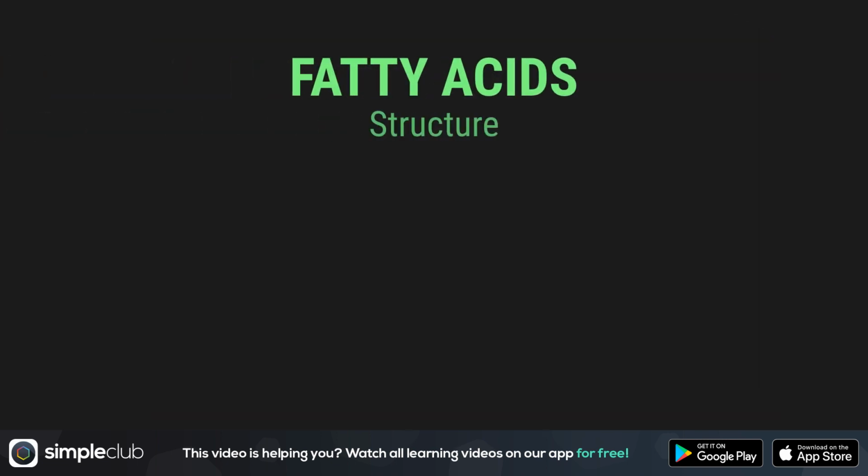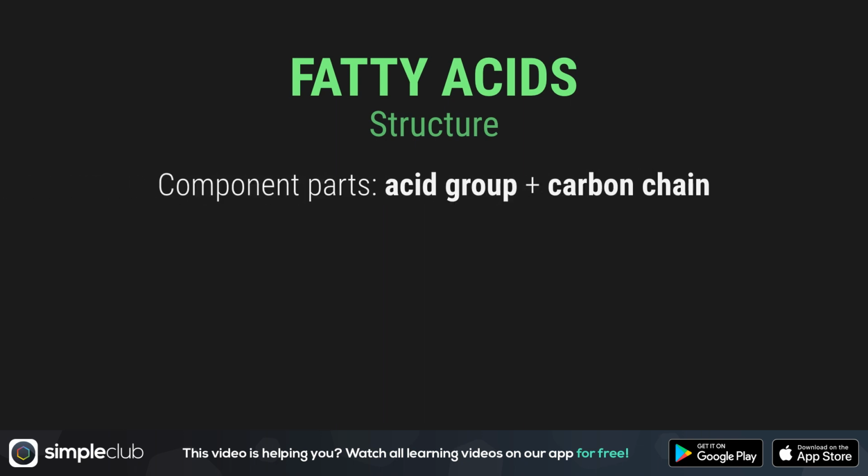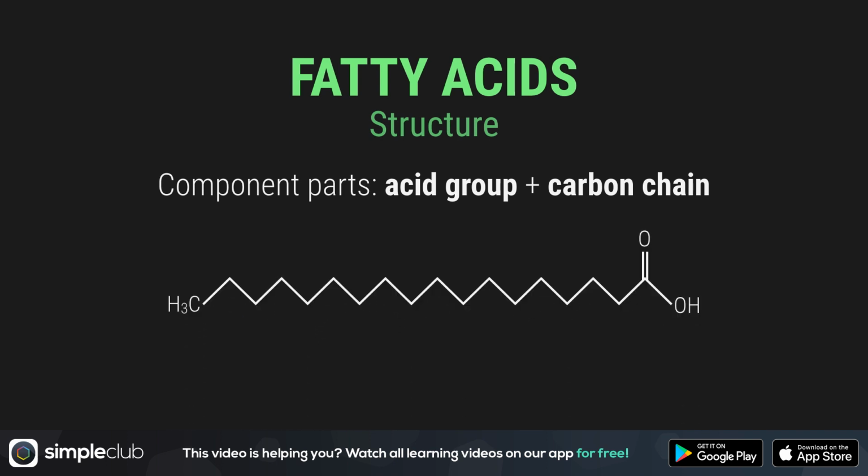First off, a little bit about the structure of a fatty acid. In general terms, a fatty acid consists of an acid group and a hydrocarbon chain. In simple terms, it looks like this. The acid group gives it the name fatty acid. The chains have different lengths depending on the fatty acid. We can make a differentiation here.